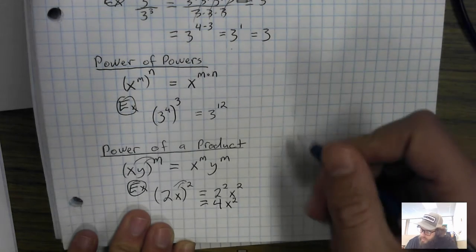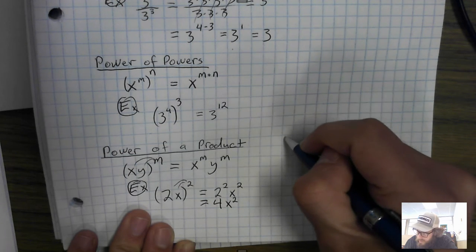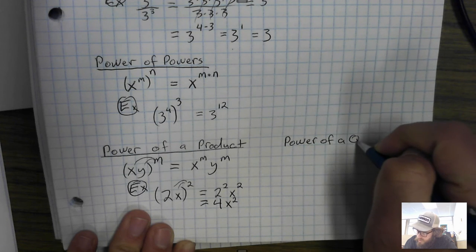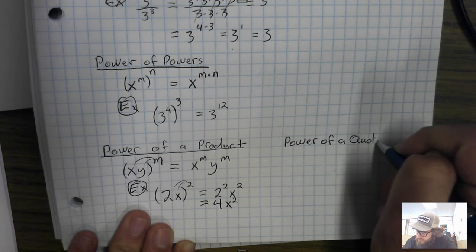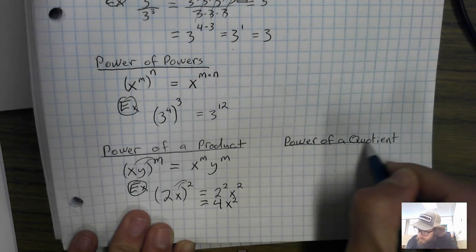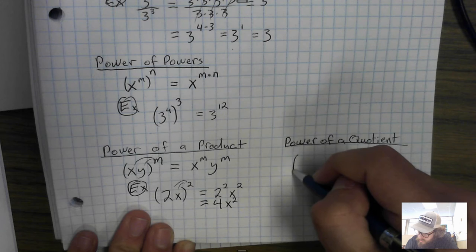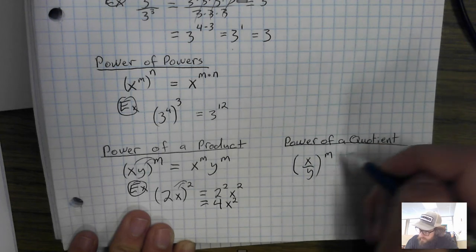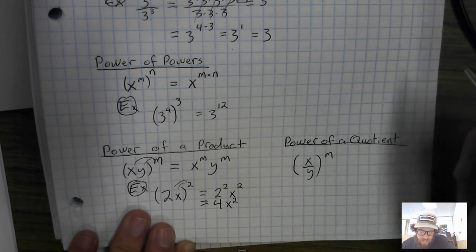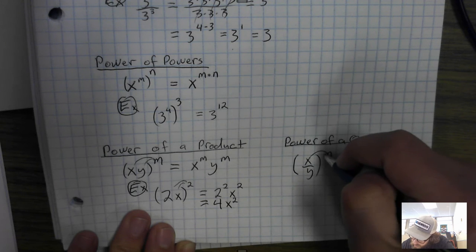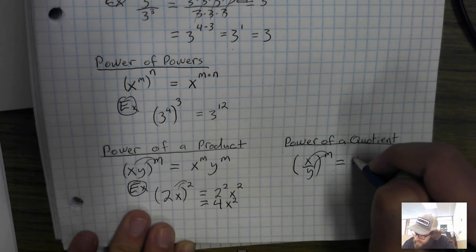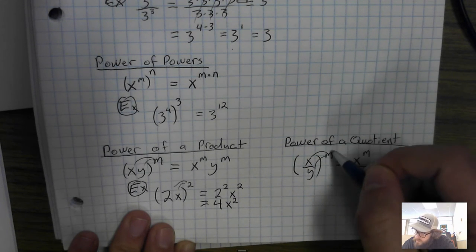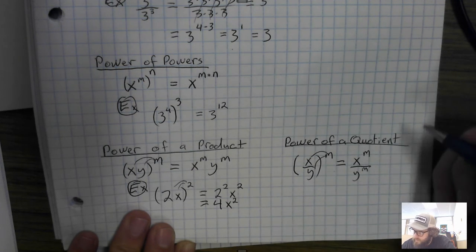Now I'm going to put these two together because these are very similar. So now let's look at the power of a quotient. So we had the power of a product, and now we've got the power of a quotient. So now we're going to have some division inside the parentheses. We will have x over y to the m. And the shower is going to work in the same way. We're going to shower that power down to those two things. So now we will get x to the m over y to the m. The exponent is applied to both the numerator and the denominator.